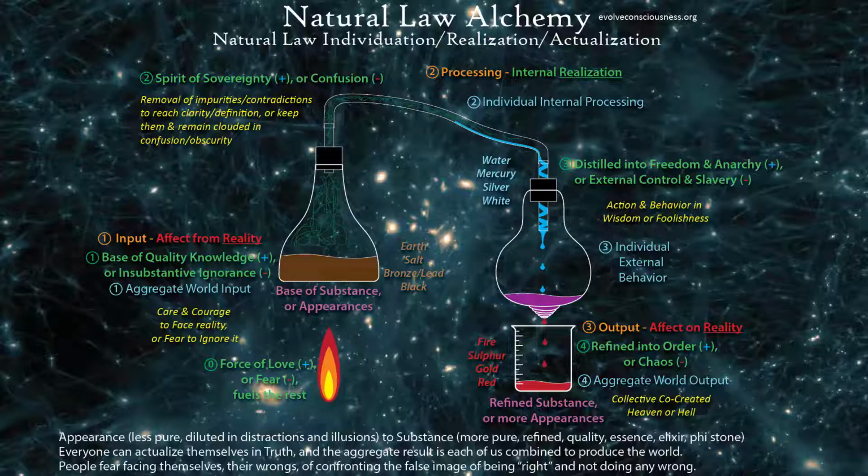This is where our action and behavior is in wisdom or foolishness. And corresponding to the trivium aspect, this is where we produce our external behavior. So first input, then processing, then output. Same thing. So the water comes down, it goes into this new vial, and now it's cooled even more, so it's gotten even darker.